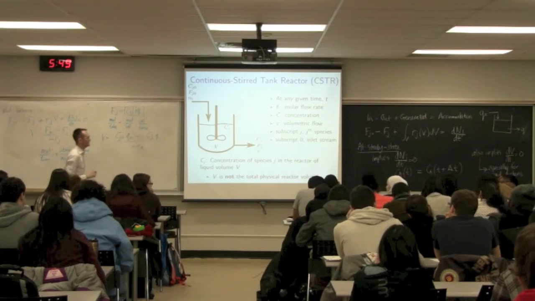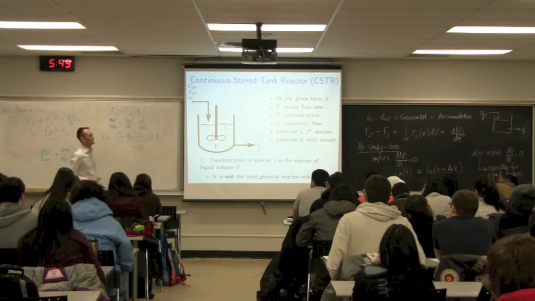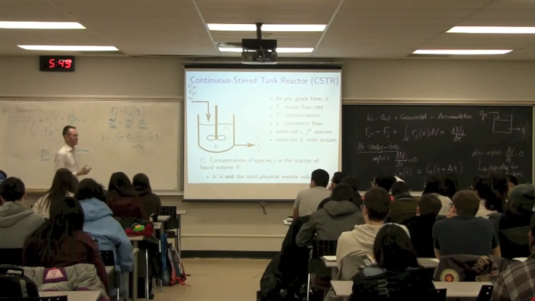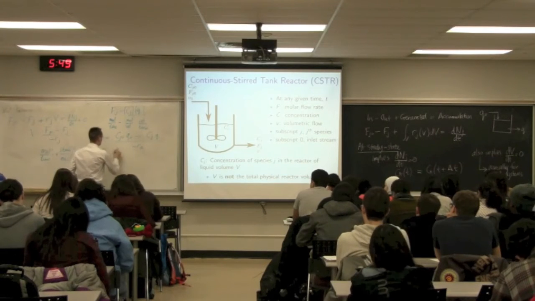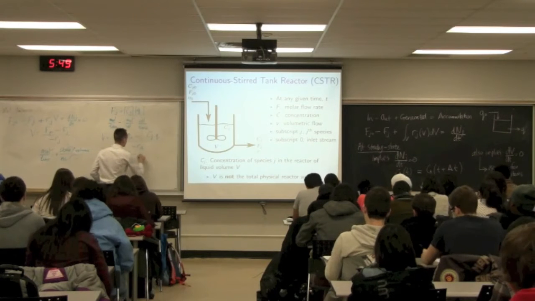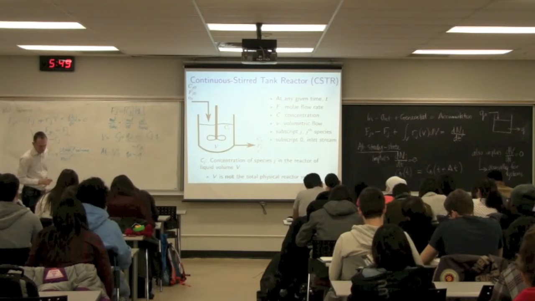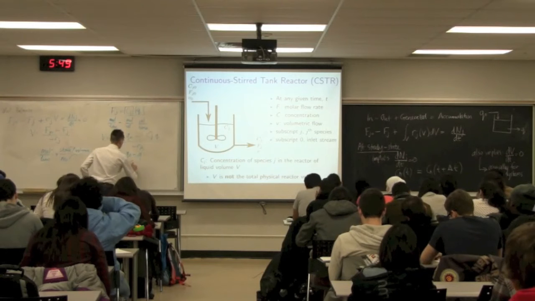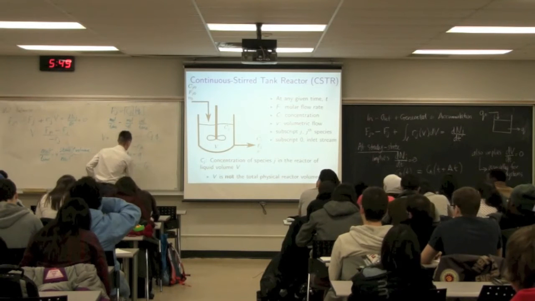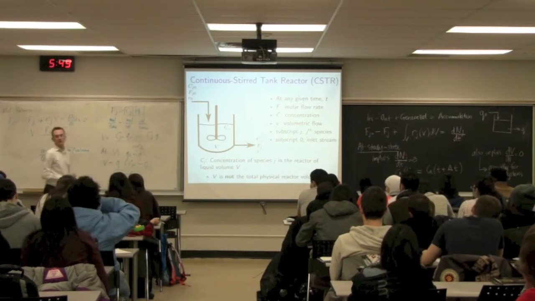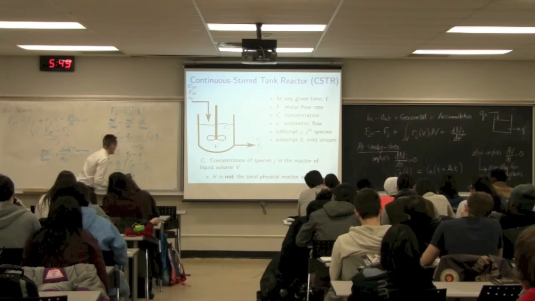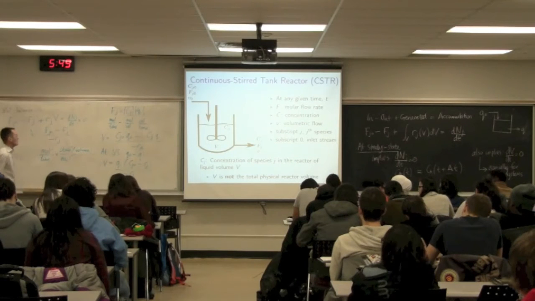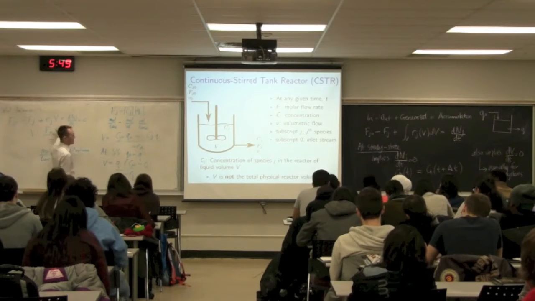Yes? Is Q0 equal to Q because of the constant? Okay, that was my next question. Is Q0 equal to Q? At steady state, the system is at steady state. Okay, we can say Q0 is equal to Q. And then I can simplify that to V is equal to Q times Cj0 minus Cj divided by the rate of consumption of species J. This is applied to steady state. Yeah, I've used the steady state assumption to get to that.